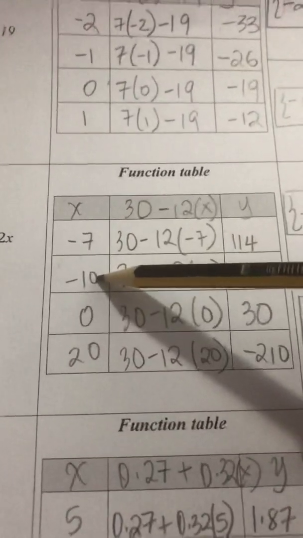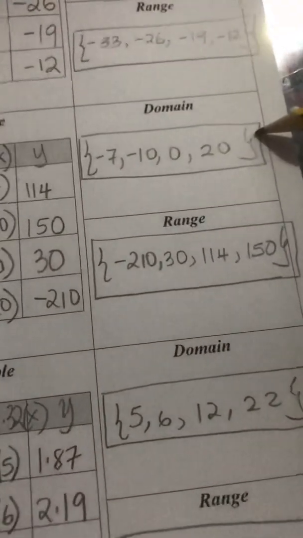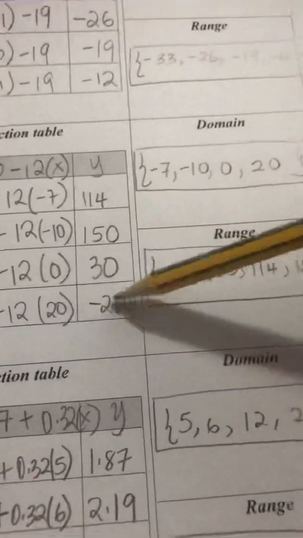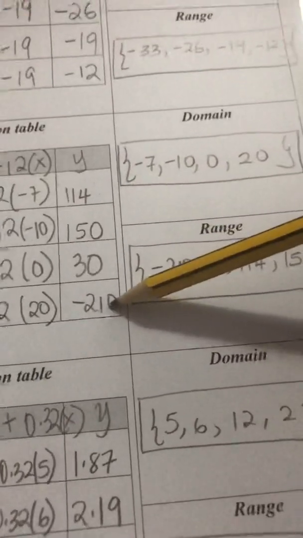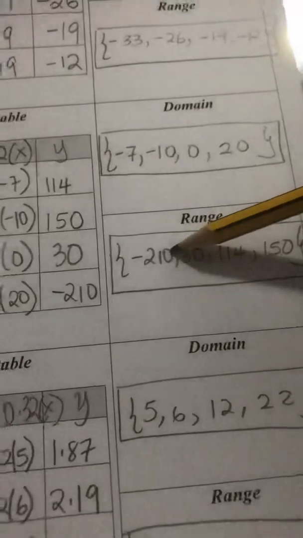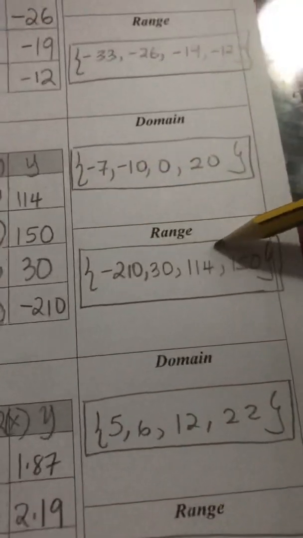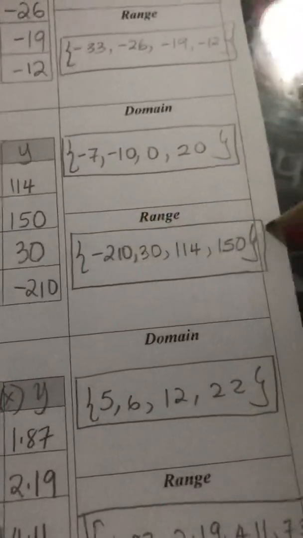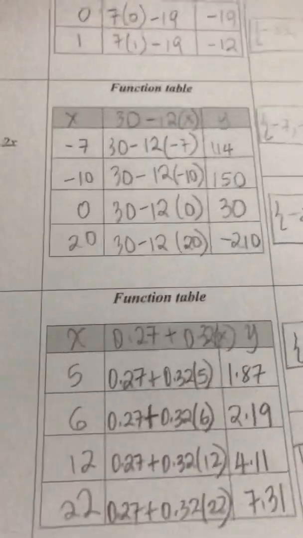-7 is less than -10. -10 is less than 0. 0 is less than 20. And I wrote them using braces and I put them in a box. I went to my range. When it comes here, my smallest range is -210, followed by 30, followed by 114, followed by 150. You arrange them from least to greatest and you use braces.